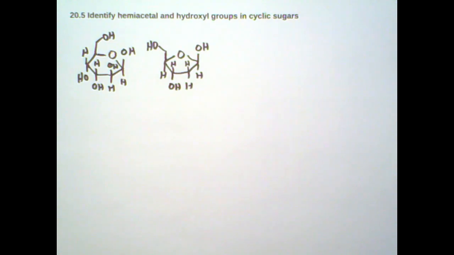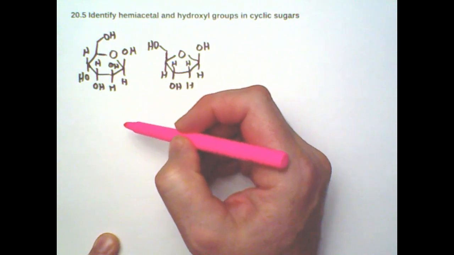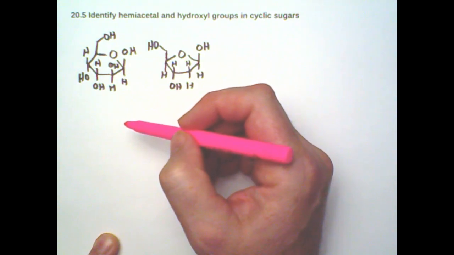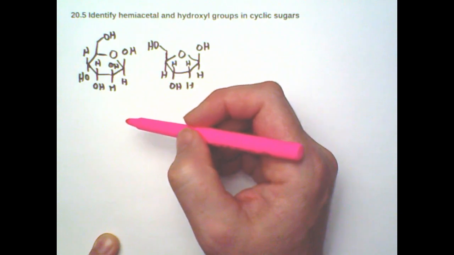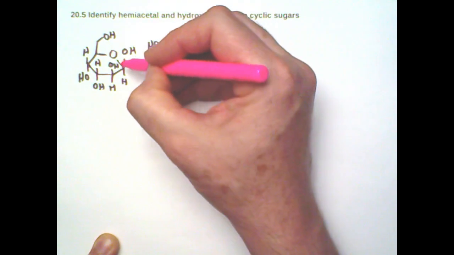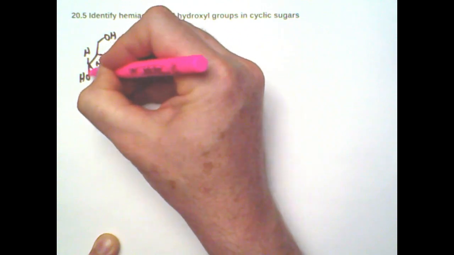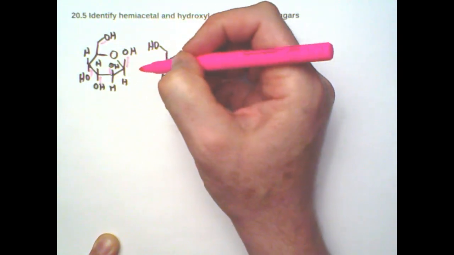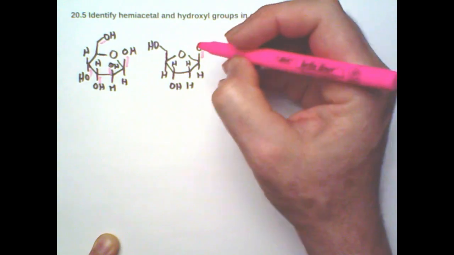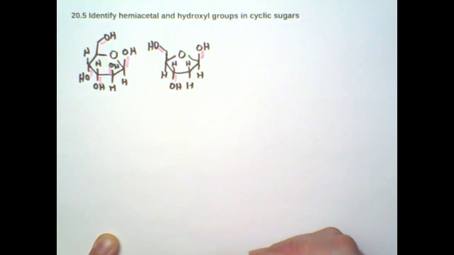I've drawn a couple of sugar molecules here. We want to identify which OH groups are part of hemiacetals and which are hydroxyls. So it's pretty simple. We've got our OH groups. We've got 5 of them on this molecule, 3 of them on this molecule that I've highlighted.